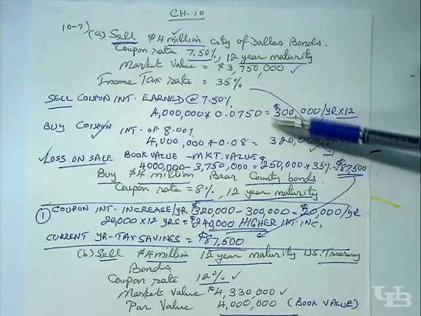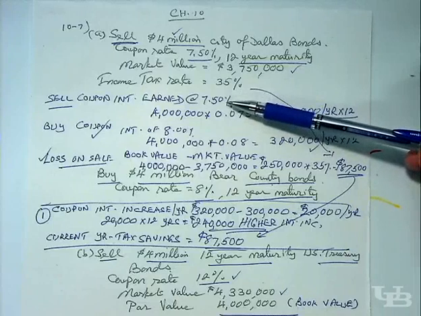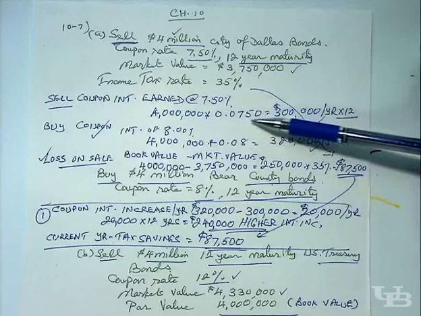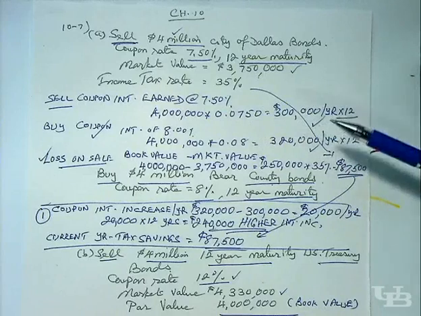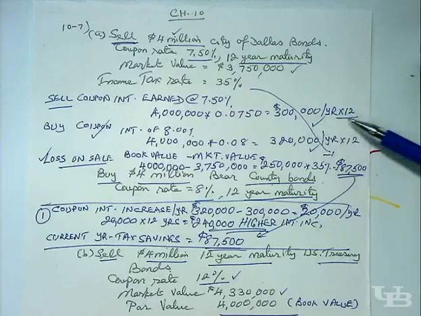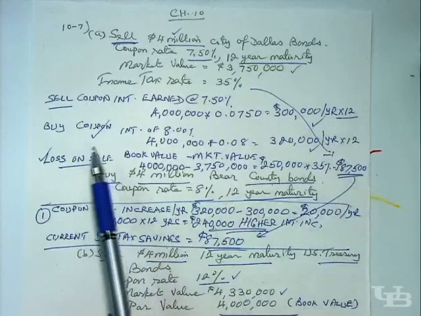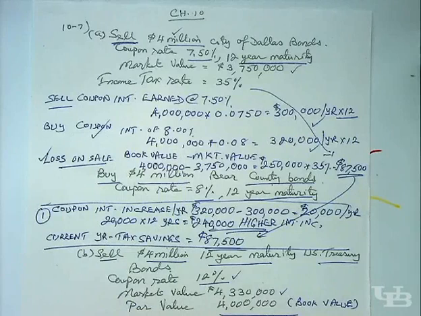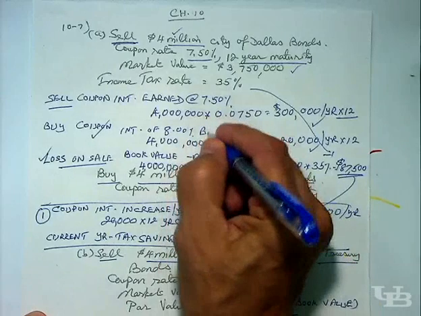Here is the calculation in blue. They will sell the $4 million bonds, which are currently earning 7.5% interest. By selling these 4 million bonds at 7.5% annual interest, they would forego $300,000 of interest per year, which is 7.5% of 4 million. In return, the bank would like to buy other bonds that have a coupon rate of 8%. These bonds are issued by Bexar County in Texas. They also have a 12-year remaining term, but the interest rate on these bonds is 8%. So these are Bexar County bonds.